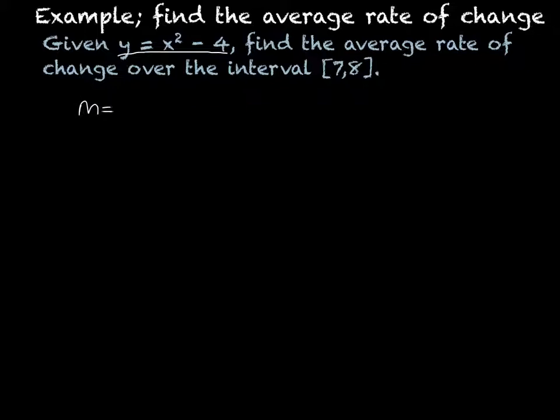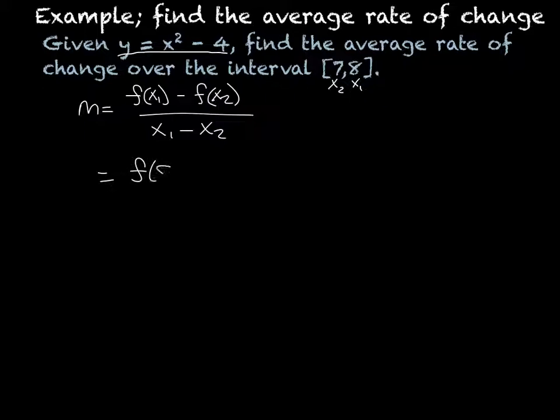So we just need to take m, and then we need to take our f of x1 value, which is y1, minus our f of x2 value, which is our x2 y value, or y2 value, and then just over x1 minus x2. So what I'm going to do is I'm going to take my 8 as my x1 value, and my 7 as my x2 value. So I'm going to take f of 8 minus f of 7 over 8 minus 7.